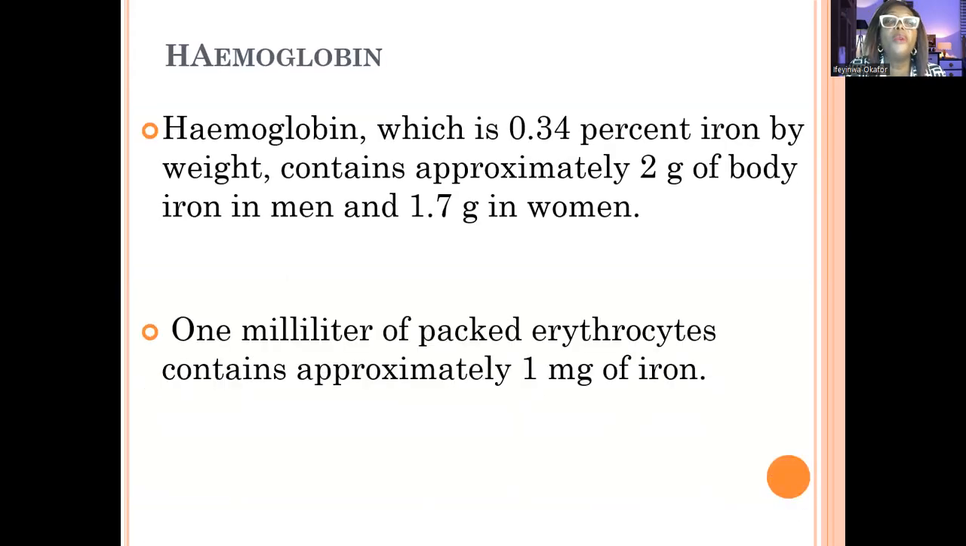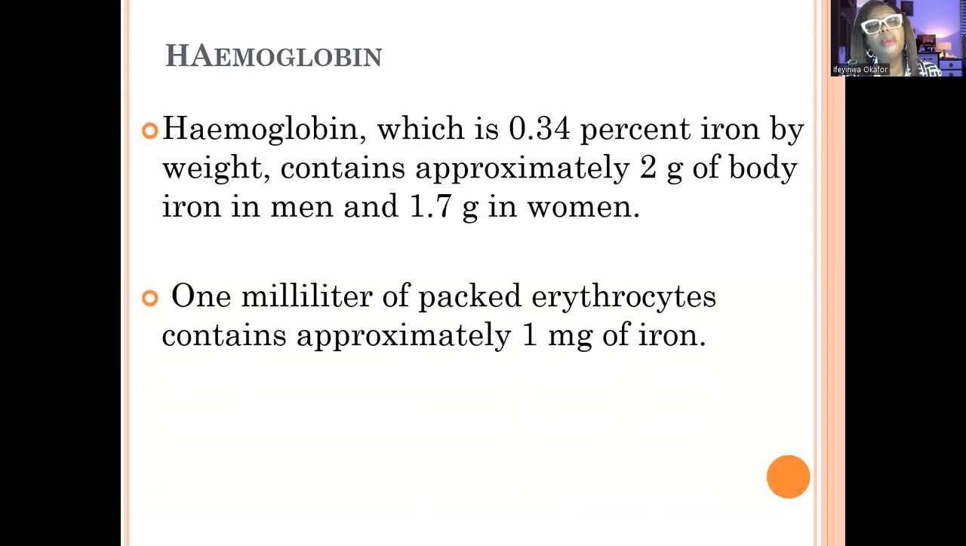Let us have a closer look at what I just said. Hemoglobin, which is about 0.34% iron by weight, contains approximately 2 grams of body iron in men and 1.7 grams in women. 1 milliliter of packed erythrocytes, that is packed red cells, contains approximately 1 milligram of iron. Now, the iron content of hemoglobin takes up about 67% of the total body iron. So hemoglobin is the compound that contains the largest amount of iron in the system, circulating iron.